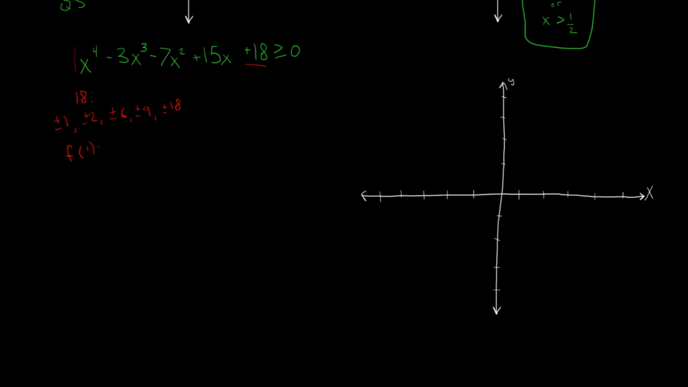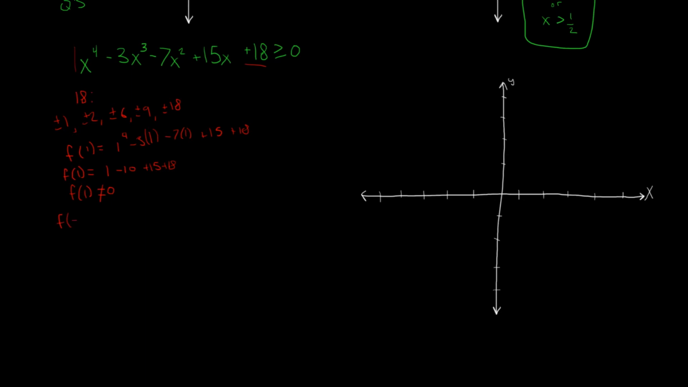So f of 1, let's do that one first. You know that 1 to the power of 4 minus 3 times 1 to the power of 3 is just going to be 1, minus 7 times 1, plus 15 times 1 is 15, plus 18. So f of 1 will equal 1 minus 3 minus 7, simplify that to -10, plus 15 plus 18. Just even looking at that, that's definitely not going to be equal to 0. It's going to be greater than 0 if I add 15 and 18 to that. So this one's not a factor.